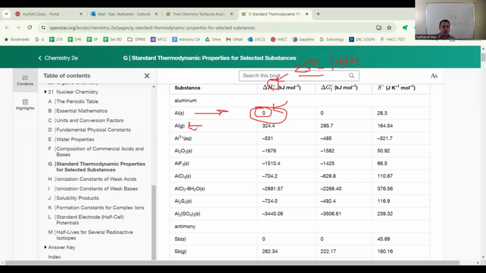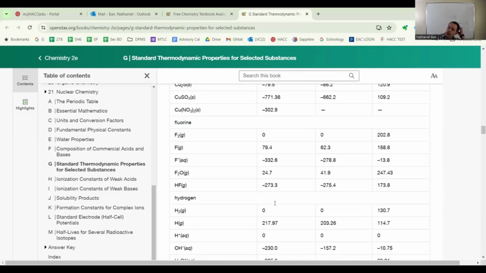But at 25 degrees Celsius, aluminum is not naturally a gas. So that's why that value is not 0. If I want to make gaseous aluminum, I got to put in some energy, right? I would have to melt the aluminum, and then I would have to boil it, right? That's going to take some energy, and that's why it's not shocking that you have a positive value there. If we look up some other elements, you'll find they're all 0 under their standard state.